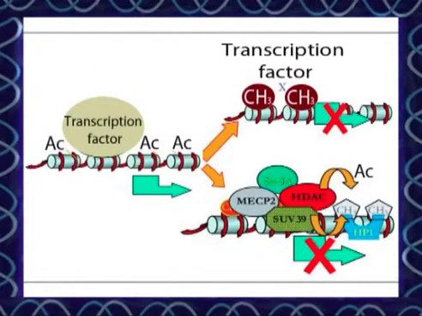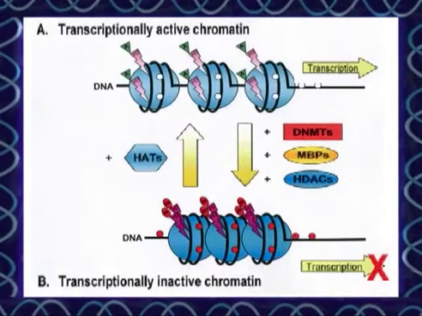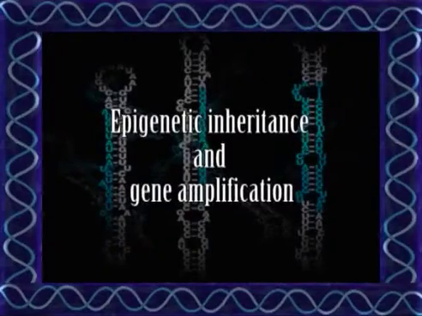The degree of chromatin compaction essentially relies on histone modification and DNA methylation. Active chromatin regions usually contain a high rate of acetylated histones and unmethylated DNA, whereas inactive regions are associated with non-acetylated histones and methylated DNA. Some gene expression patterns are independent of modifications in the DNA sequence, which includes epigenetic inheritance and gene amplification.